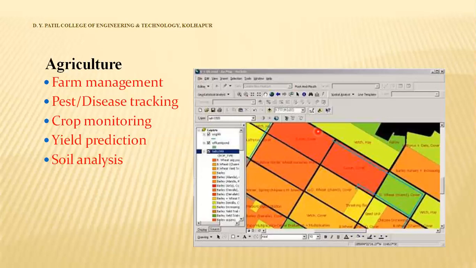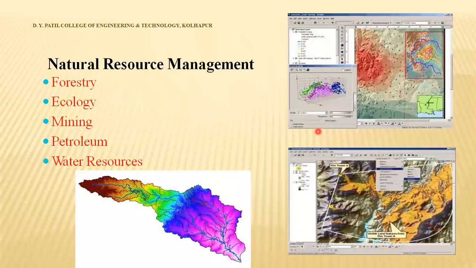What is the area under crops? What will be the yield after a few months, a few days? That can be found out by using GIS. Also, analysis of soil can be done by using GIS methods. Second will be natural resource management. By using GIS, we can find out the bauxite mines in any particular area. We can find out the petroleum area where petrol or any other petroleum products can be easily found.